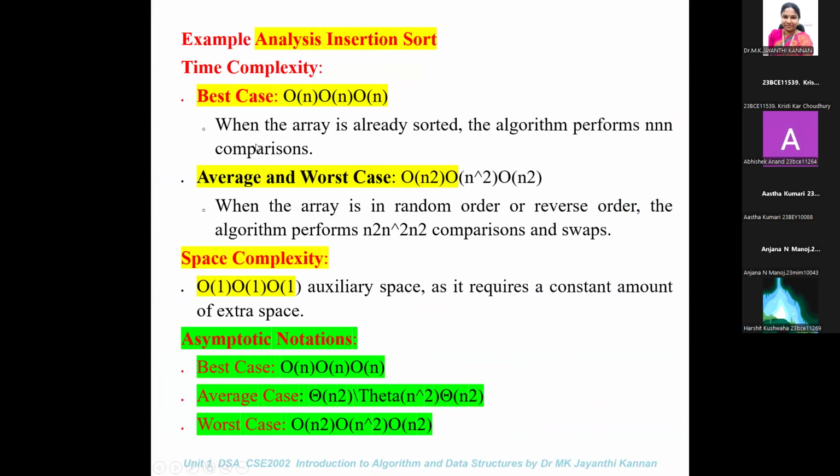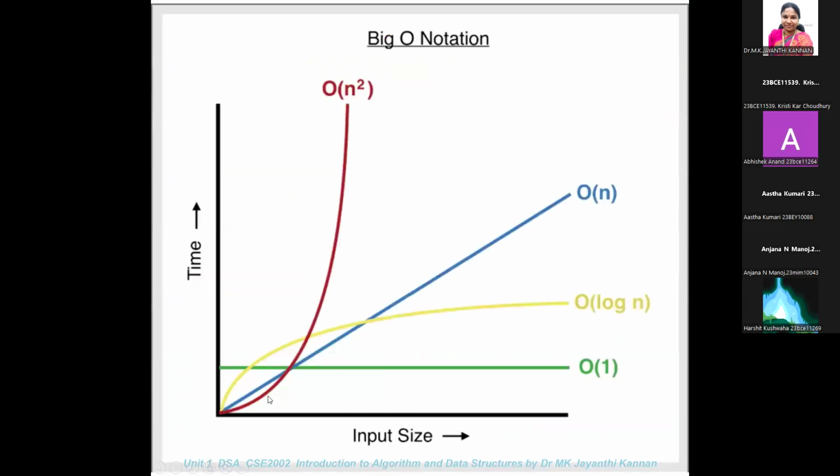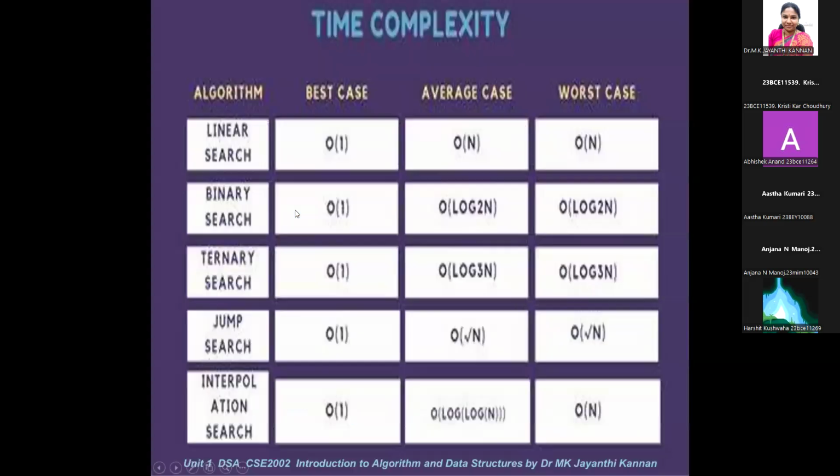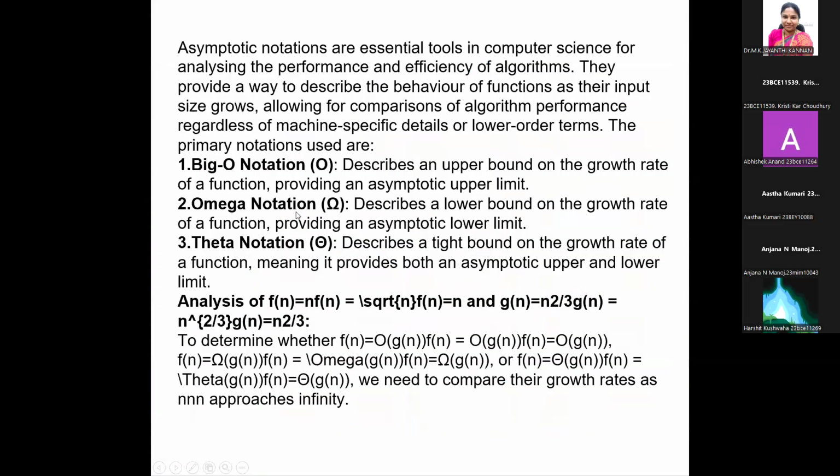And here we have taken insertion sort, showing how we get the time complexity in the best case, average case, and worst case, and the corresponding graphical representation: constant, linear, quadratic, and exponential. Then big O notation, big omega, and big theta notations.